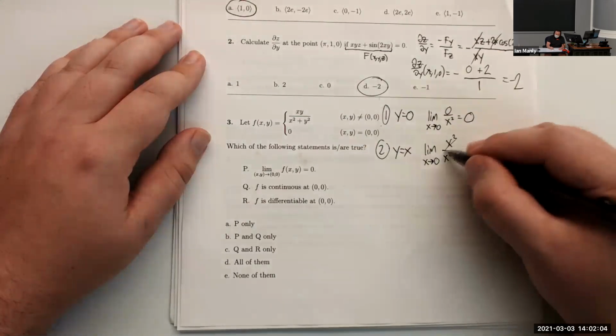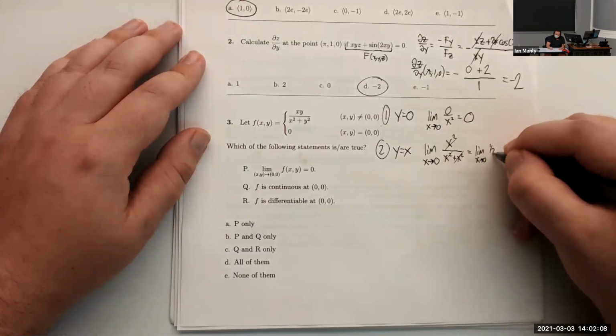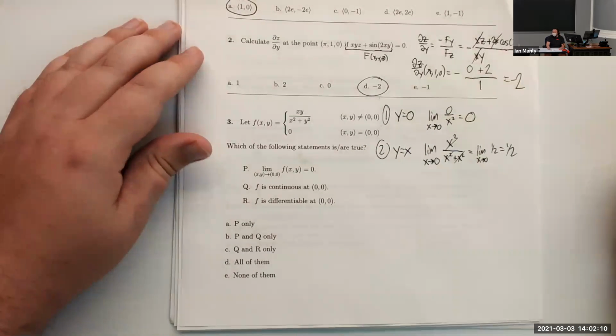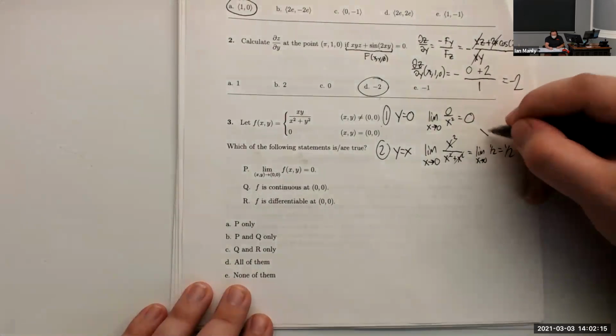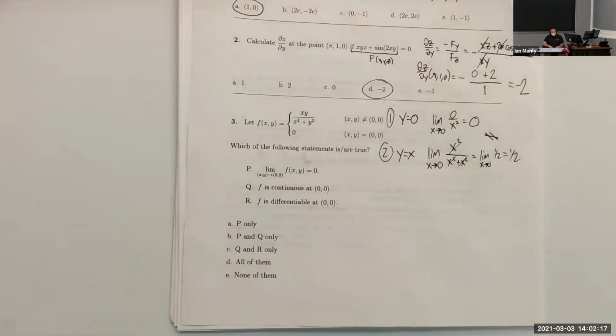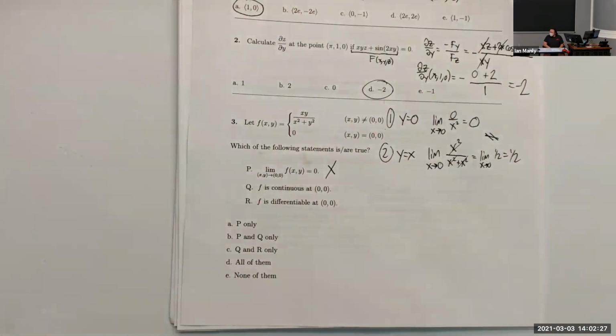Okay, but all of these will cancel out, and we have the limit as x goes to 0 of 1/2, which is 1/2. And unless we want a degenerate mathematical system, 1/2 is not equal to 0 here. So that means that our limit will not agree from all possible paths, meaning that the limit will not exist. So this one is going to be false right here.